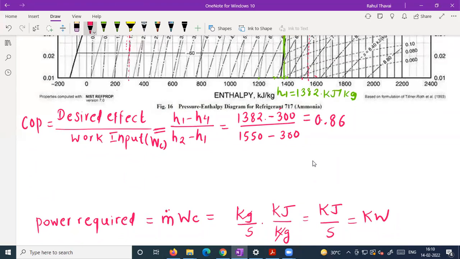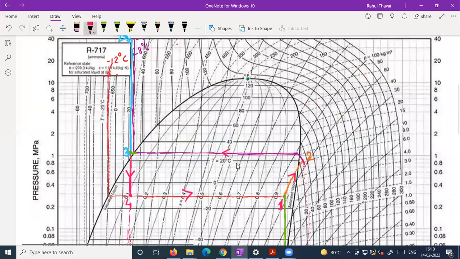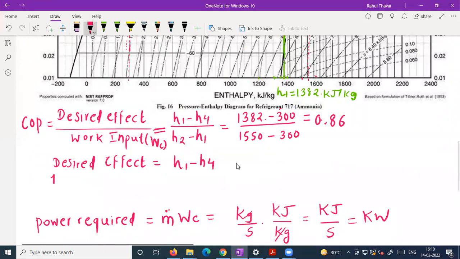Now how to calculate the mass of the air? Desired effect we already know. Try to understand how we are moving. Desired effect is given by H1 minus H4, right? But the desired effect, that is the refrigeration effect, is given in tons. How much? 10 TR. This desired effect they have given as 10 TR.